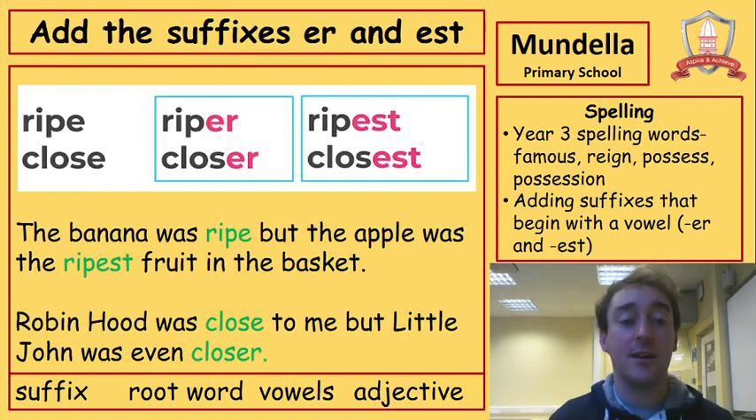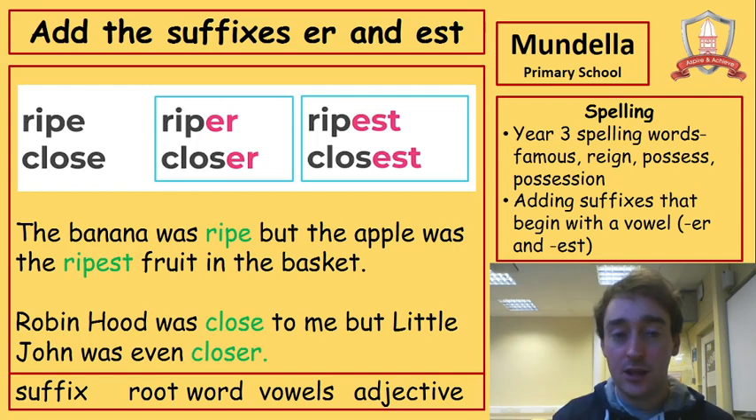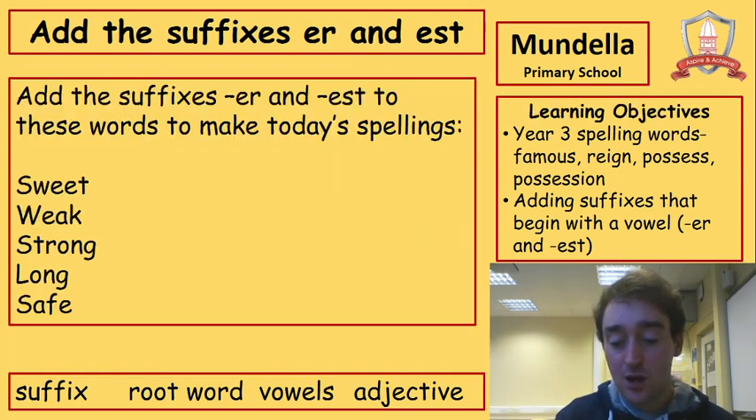Right, here are my examples. So I've used sentences with ripe and close, and I put ripest and closer, and you can check your answers there. We'll move on in 3, 2, 1, go.